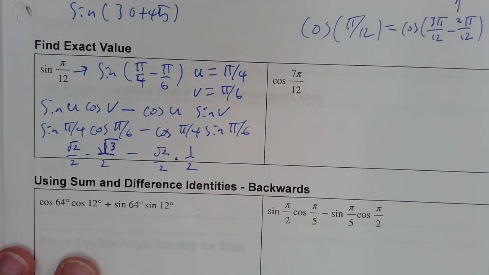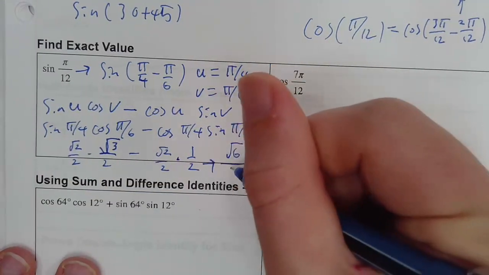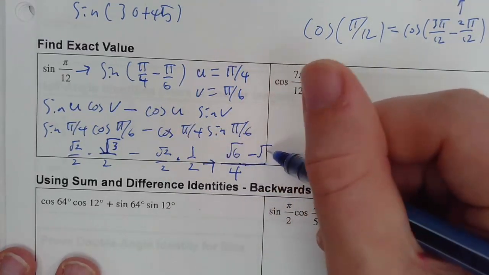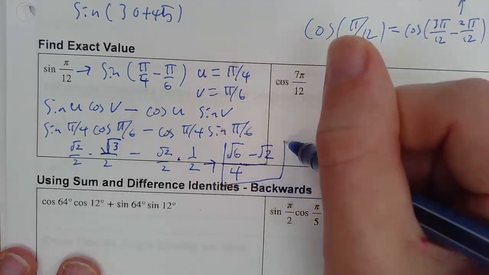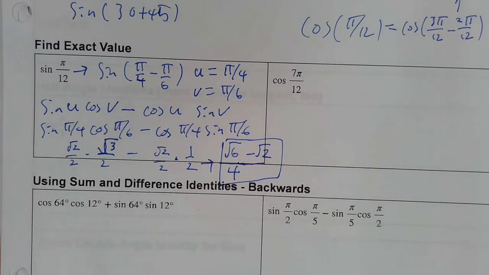So we end up with, when we multiply and simplify together, root 2 times root 3 is root 6 over 4. Root 2 times 1 is just root 2, and it's also over 4. So we have root 6 minus root 2 over 4. And that's your final answer. Does that make sense?